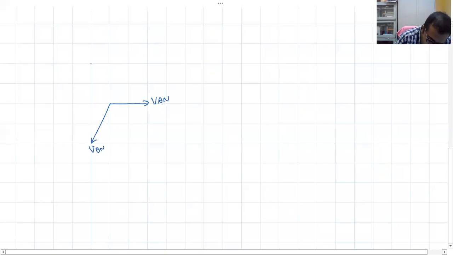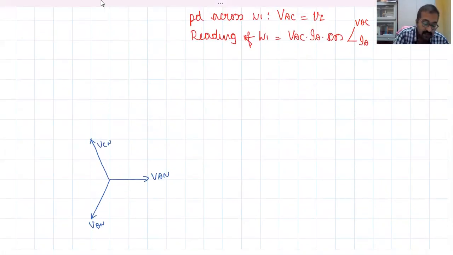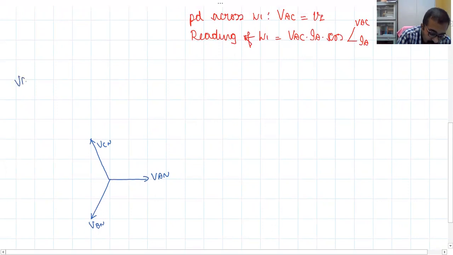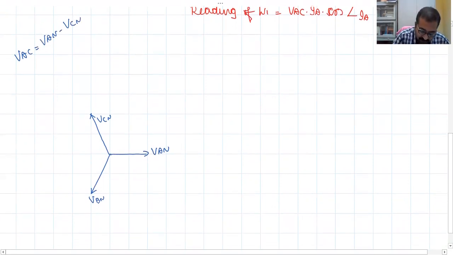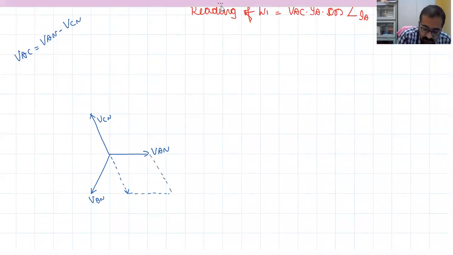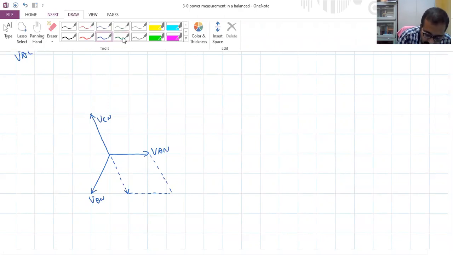This is VC. Okay, now what we have to find? The voltage is VAC. What is VAC? How will you find the line voltage VAC? Line voltage VAC will be phase voltage VAN minus phase voltage VC. Okay, so VAN we know, this is VC, so negative VC. Okay, so that's the parallelogram. So this will be line voltage VAC.